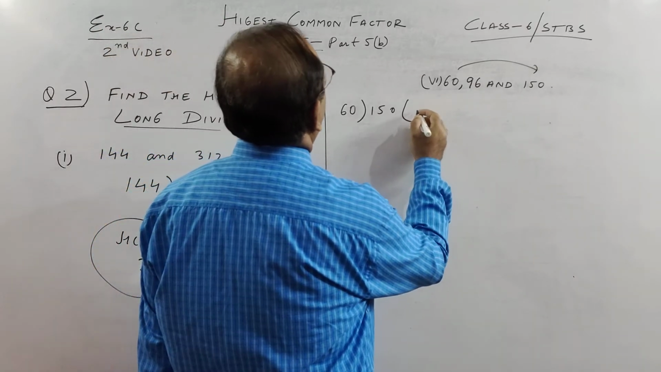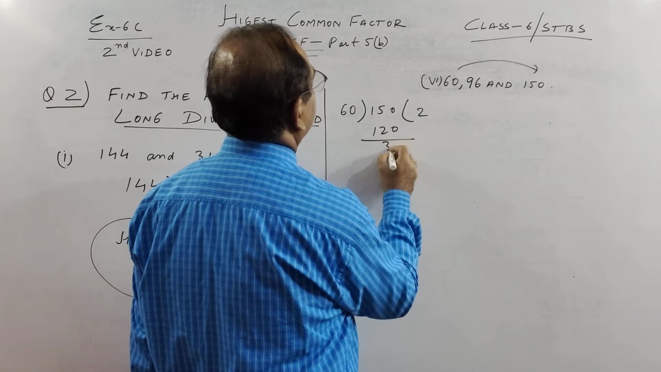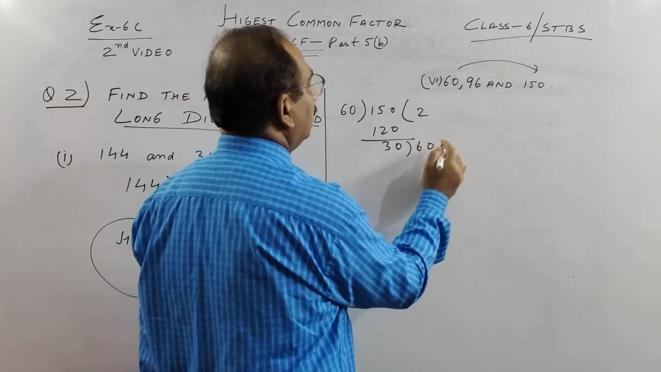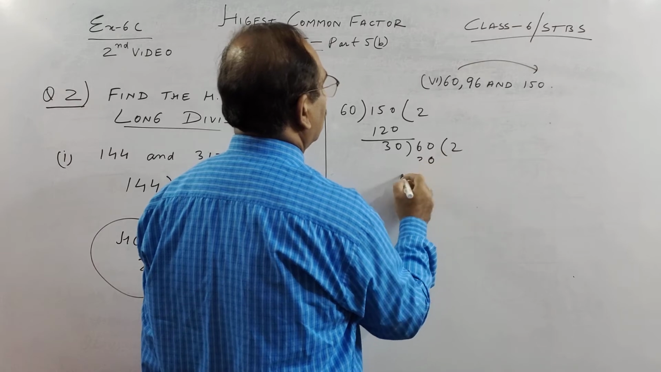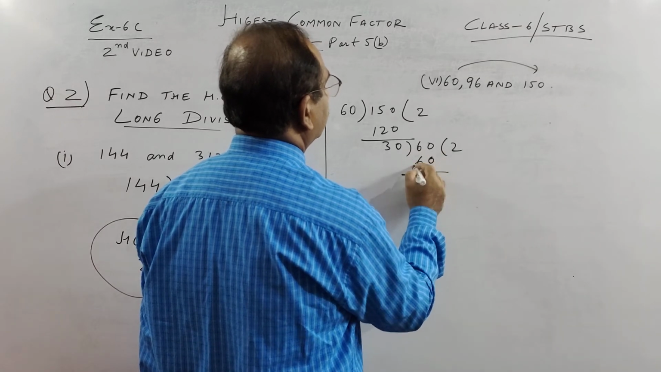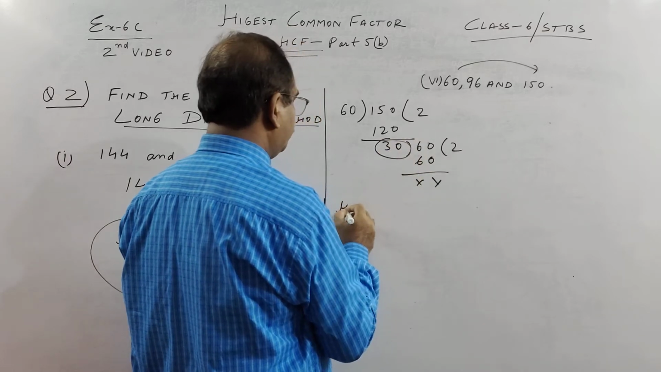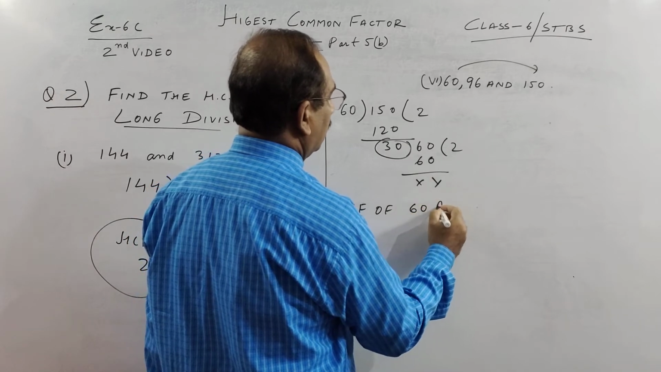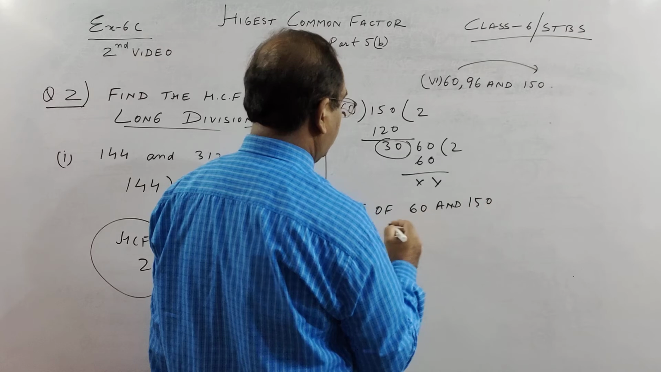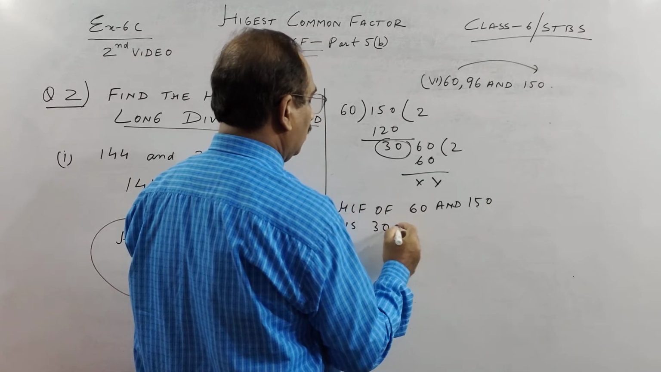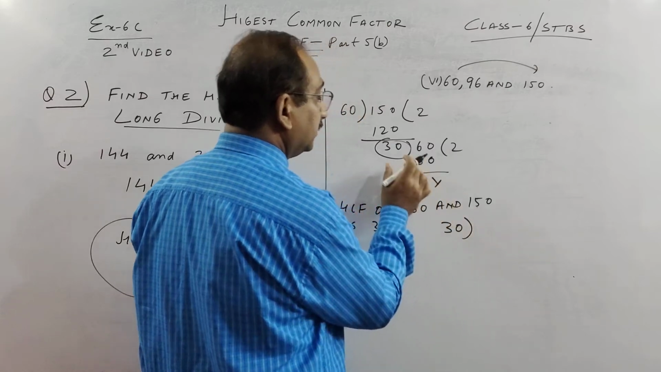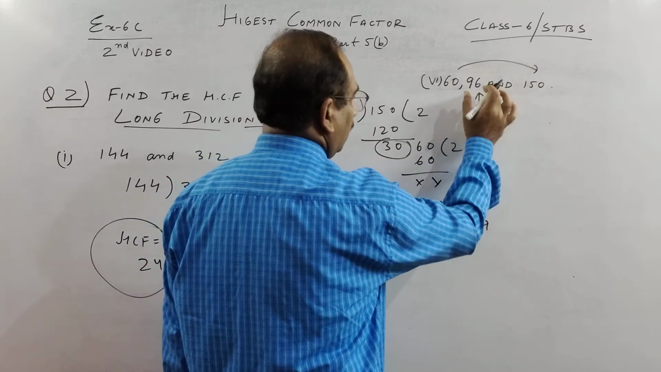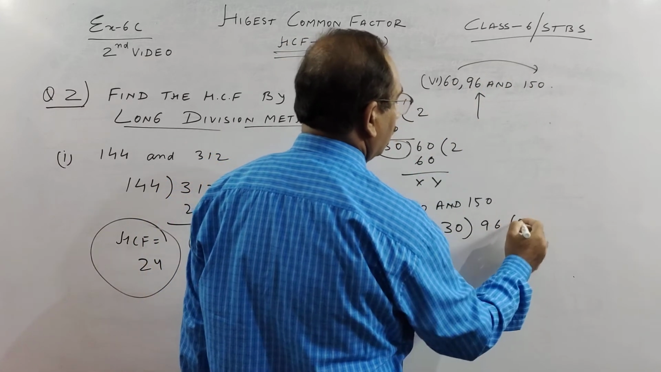So now here we go. 2 sixes are 12, we will have 30. Okay, this 60 will come here. Smaller number. 2 thirtys are 60. Okay, so here if you see, I get the HCF of 60 and 150 is 30. So with this HCF, children, I divide the next number which is left. So with the HCF of these two numbers, I divide the third number and I see what we get.